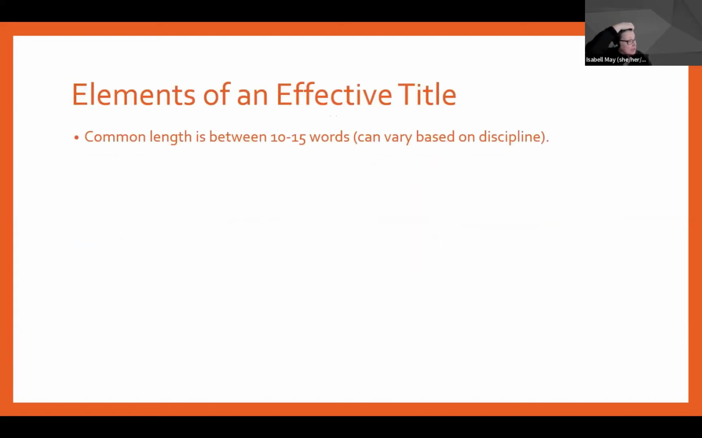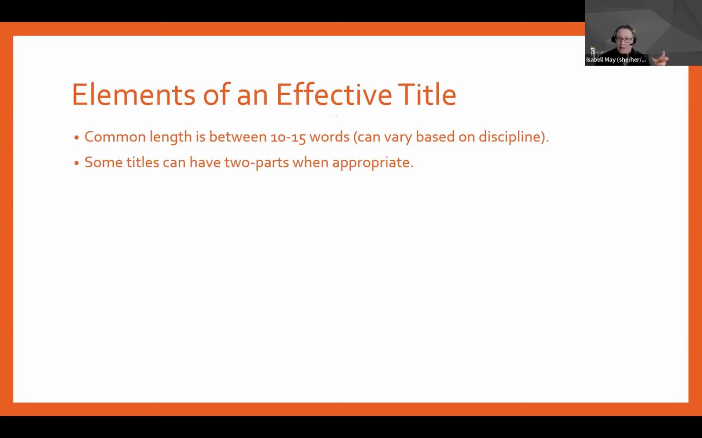So let's talk about titles a little bit. Elements of an effective title, and this comes mostly from a lot of writing from colleagues of mine focusing on scientific writing, which is really where all of you are located. Common length is between 10 to 15 words. In my discipline, and sometimes if you work more in interdisciplinary areas with social sciences or humanities, titles can get a lot longer. In my field, 15 words is like nothing, which can be a little annoying because who has time to read a 30 word title? It's a lot to absorb. So we're really focusing on 10 to 15 words.